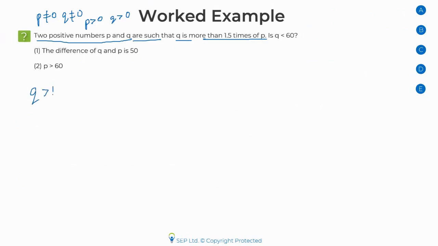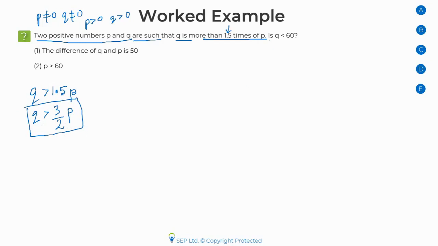This is where people who are not comfortable with inequalities will start feeling jittery. Because instead of this inequality, if there was an equality, this question would have been a lot easier. My advice is, instead of 1.5, try to convert it to a fraction. We know 1.5 is 3 by 2, so let us write it as Q more than 3 by 2 times of P. It will make our life a lot easier if we want to use this somewhere during the solution. Because we know that Q and P are positive numbers, we can always cross multiply.